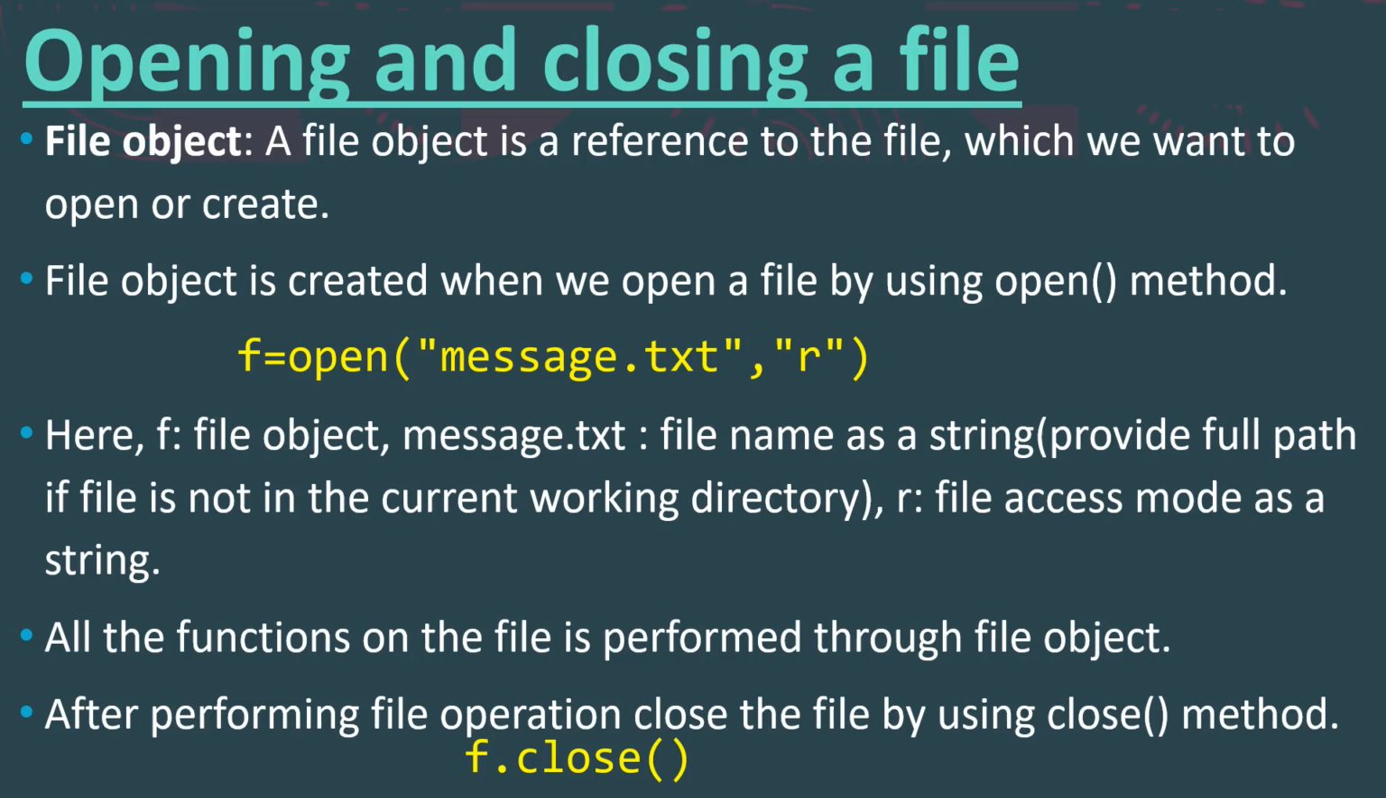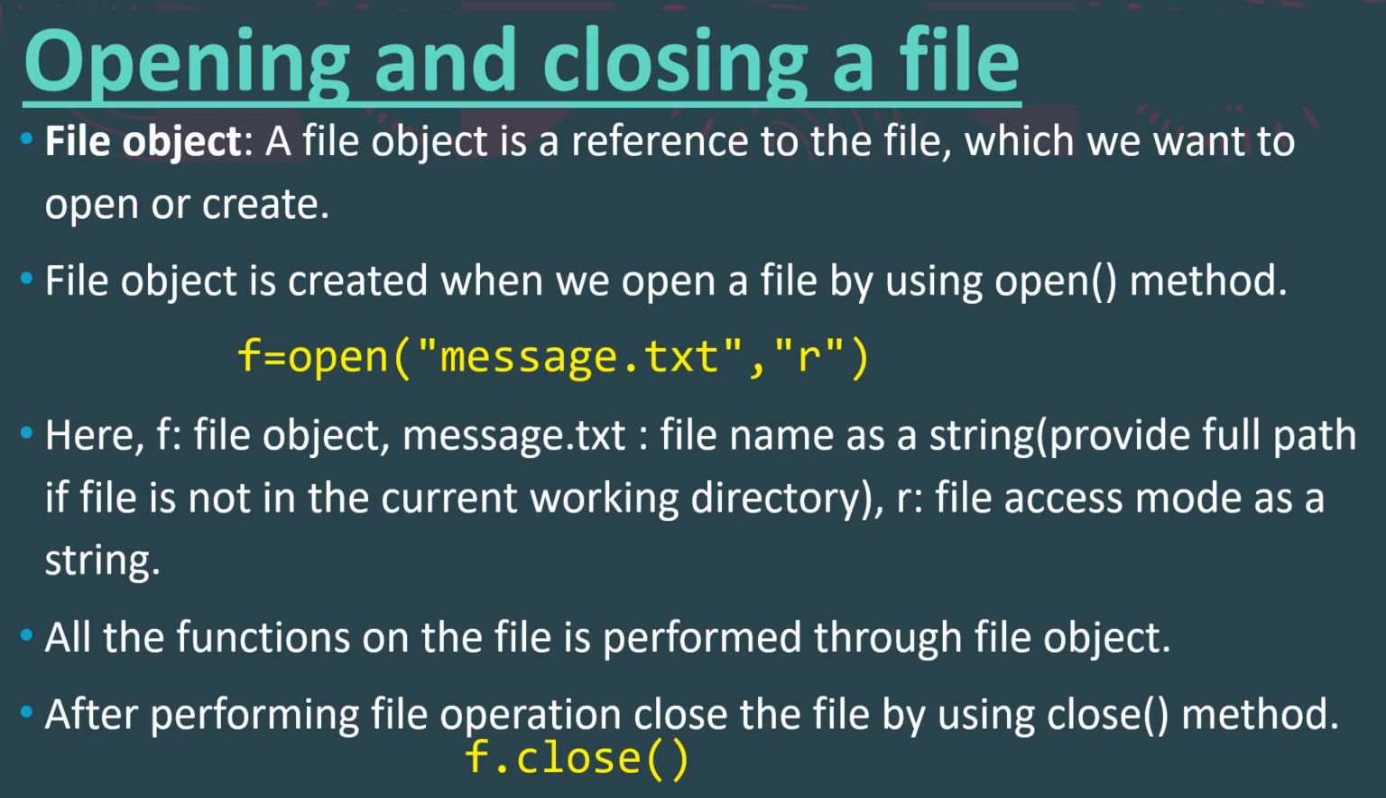Now opening and closing a file. So how to open and close a file? As you know already, you can open a file by using open method. So once you open a file, a file object is created. So what is a file object? It is a reference to the file which you want to open or create. Now this is the way how a file object is created. It is created by using an open method.